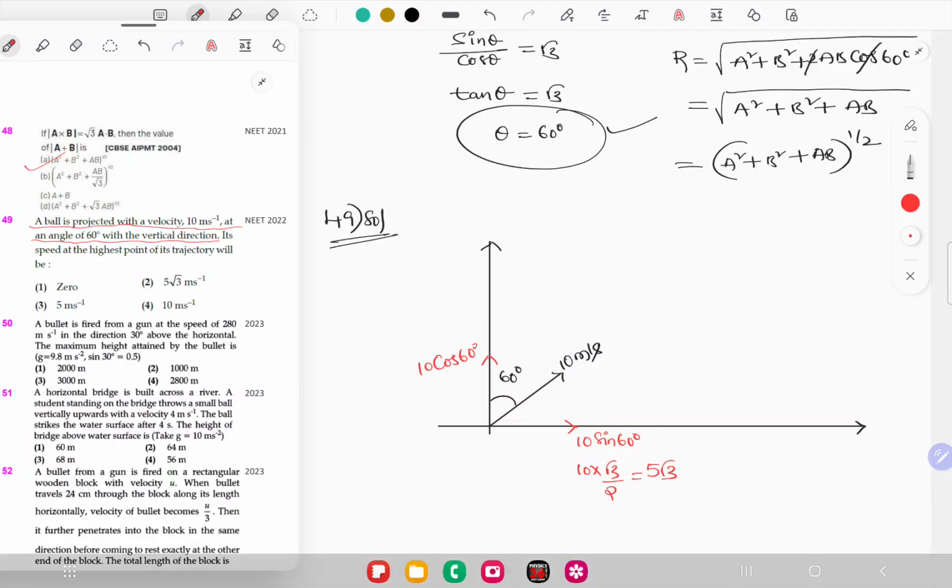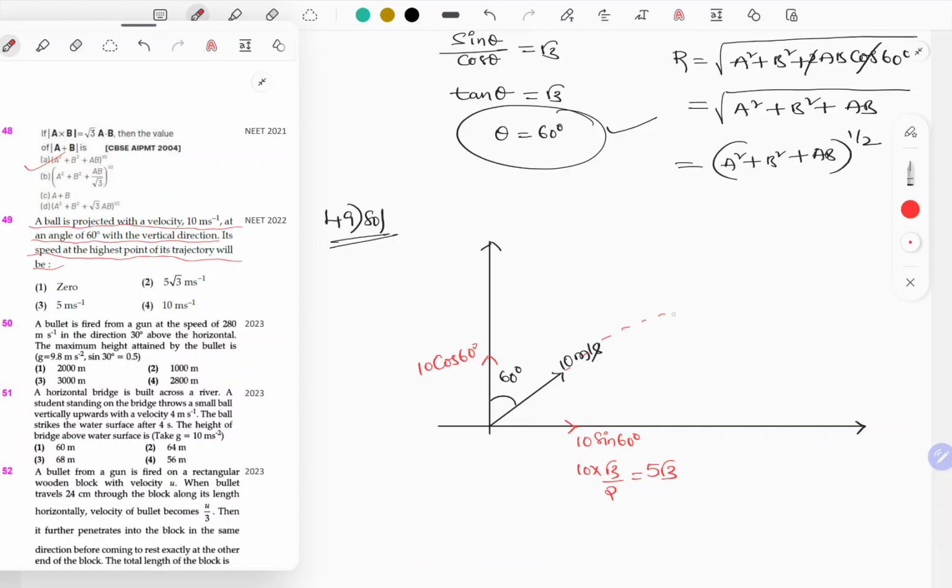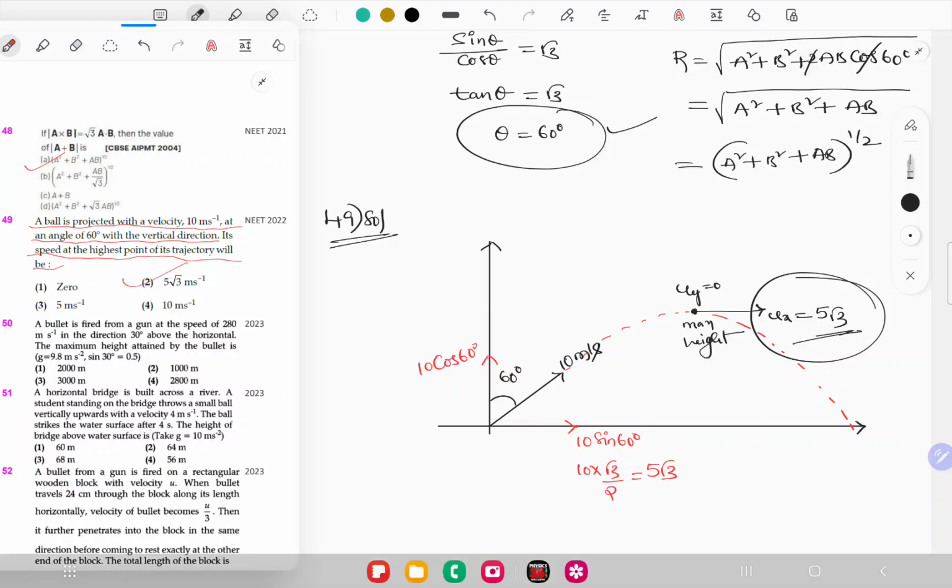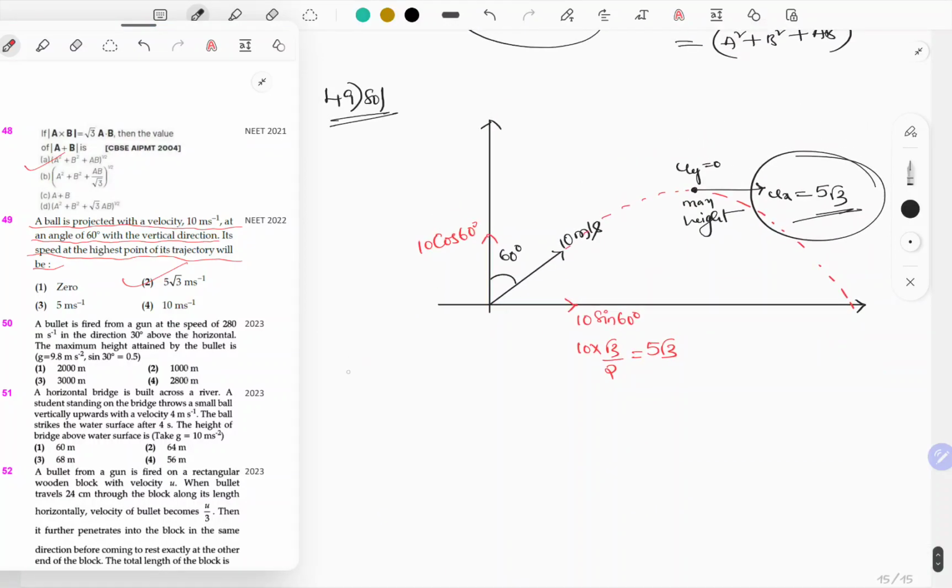So what's the question they're asking? The speed at the highest position of the trajectory. Okay, so when this object is under projectile motion, which component of velocity is 0 at its maximum height? The vertical component of velocity. The only velocity present is the horizontal component of velocity. The vertical component of velocity is 0 at maximum height. Then the horizontal component of velocity, 5 root 3, is the answer at its maximum height. Option 2 is correct. Clear? Okay. Next, question number 50.